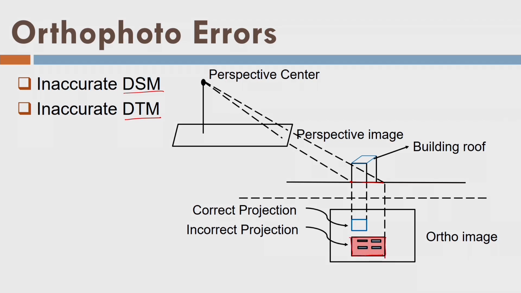But in fact, the building was only in the field. I removed the 3D information from the DSM. So this is going to incur some error, and that is because of the inaccuracy in the DTM or DSM. And this error is due to occlusion.